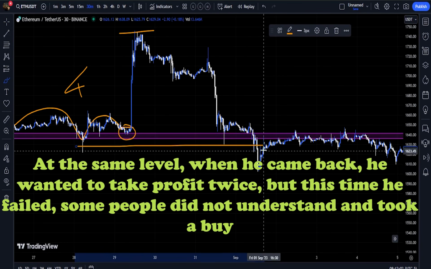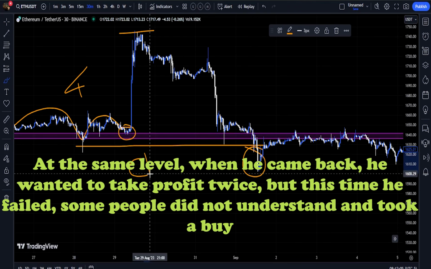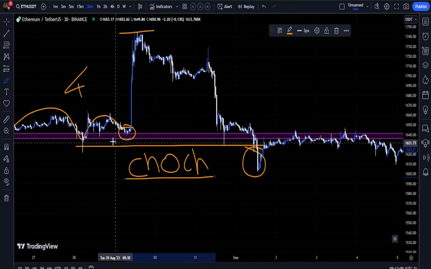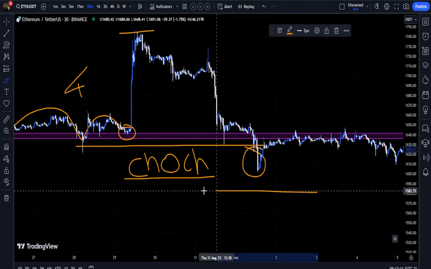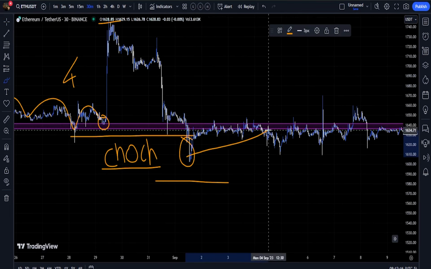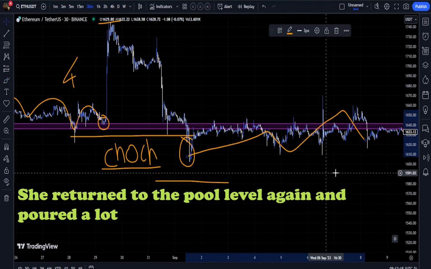Therefore, the failure of the last demand zone is called a change in character, which means that after that we expect the trend to change and continue from upward to downward. The change of character must have hit a level. After our first condition is met, we can proceed with the rest of the steps.